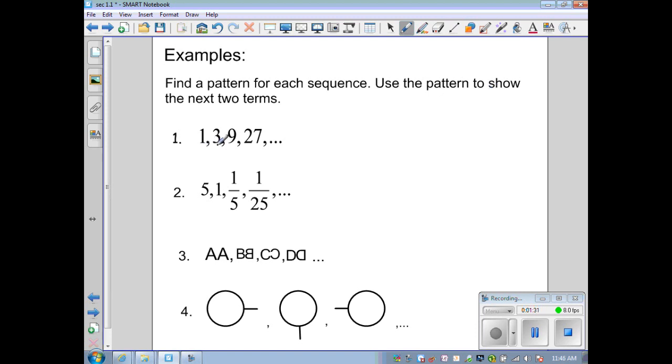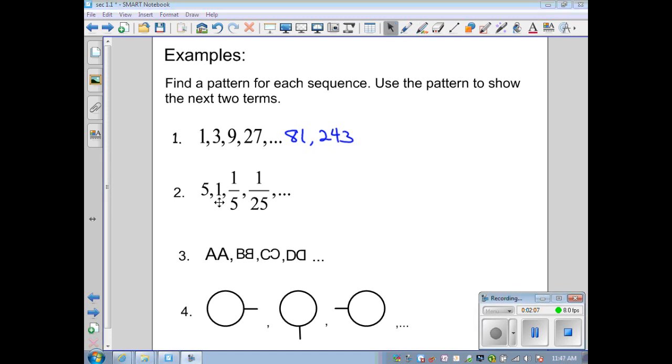Here, we have 1, 3, 9, 27. Now, all we have to do is determine what pattern is being used to generate the next term. Here, 1 times 3 is 3, 3 times 3 is 9, 9 times 3 is 27. Therefore, 27 times 3 will give us the next term, which should be 81. Then, we would take 81 times 3 and get 243. And then this sequence would continue by multiplying by 3.